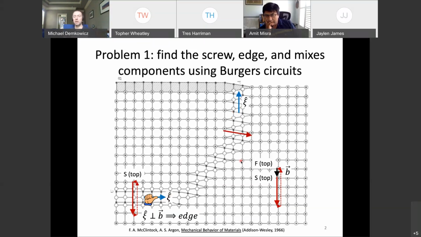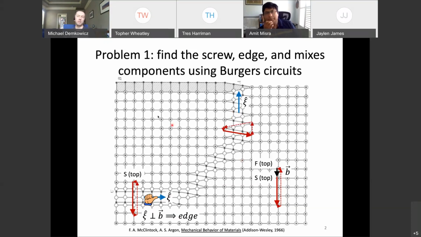Here's my top portion of that circuit that runs along the top row of atoms. Then I'm going to go down by 1 row, then I'm going to go over by 1 atomic distance, back over to this side, and then up from the bottom back to the top. And that closes the circuit, right? So my circuit is now closed.